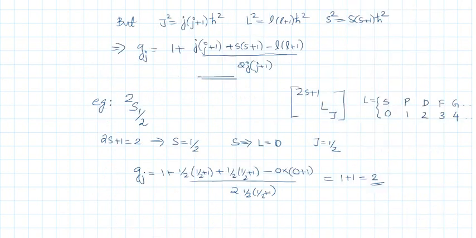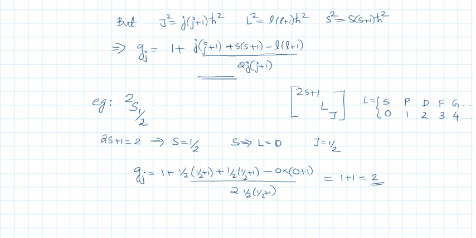Now we already have the magnitude of j as square root of j into j plus 1 h cut square. So j square becomes j into j plus 1 h cut square, L square becomes L into L plus 1 h cut square, and S square becomes S into S plus 1 h cut square. Substitute all these values. H cut square will cancel. So Gj will be 1 plus j into j plus 1 plus s into s plus 1 minus L into L plus 1, divided by 2j into j plus 1. So this is the equation for finding Gj.